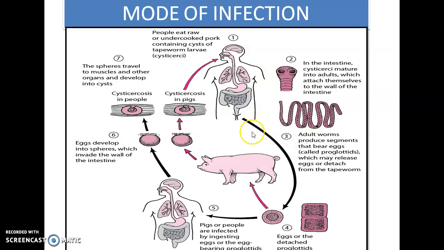Then, in the wall of the intestine, the adult worm produces segments that behave sexually. I told you about the third part, that is, the proglottids.